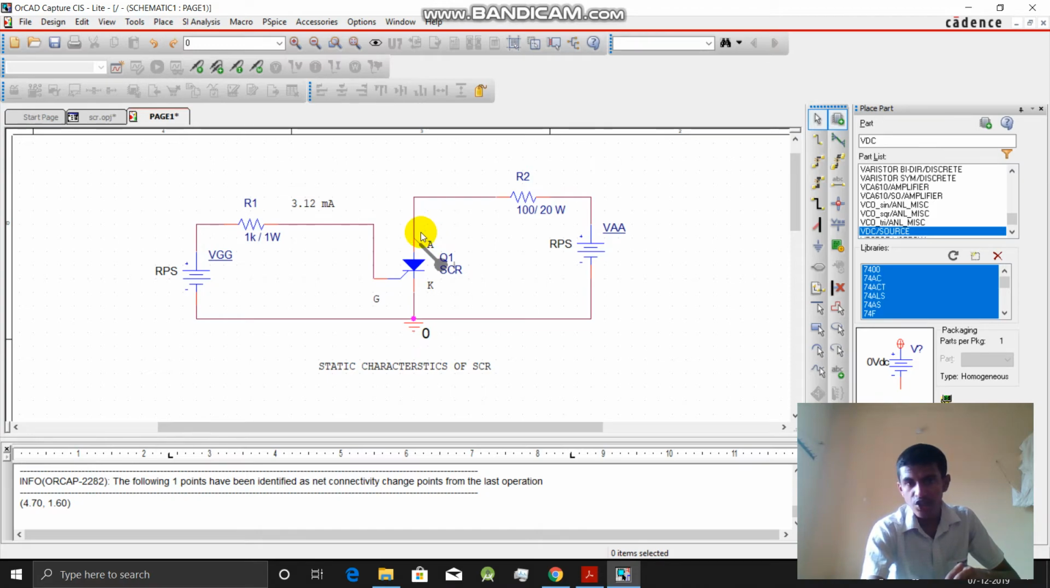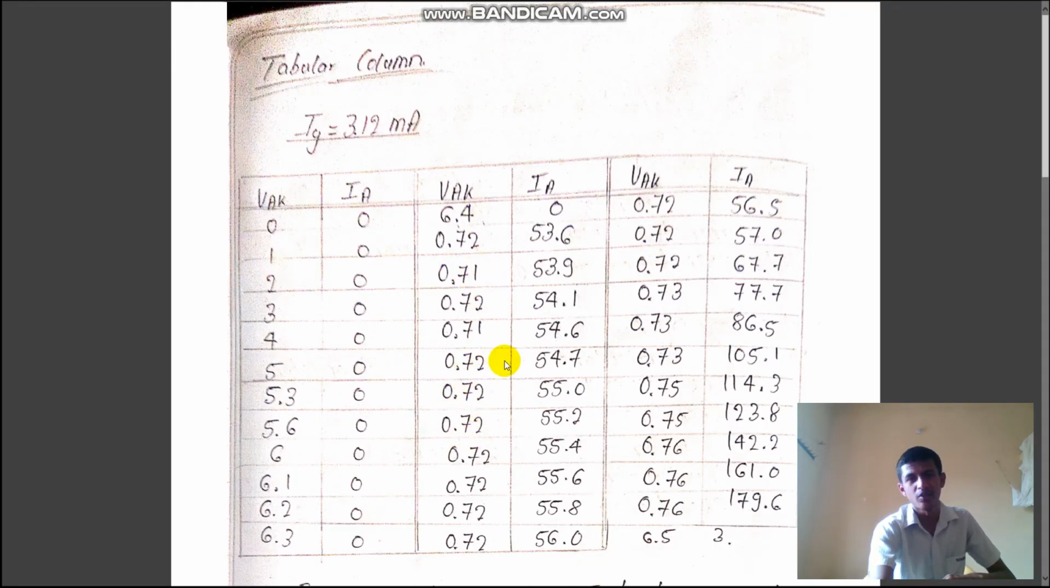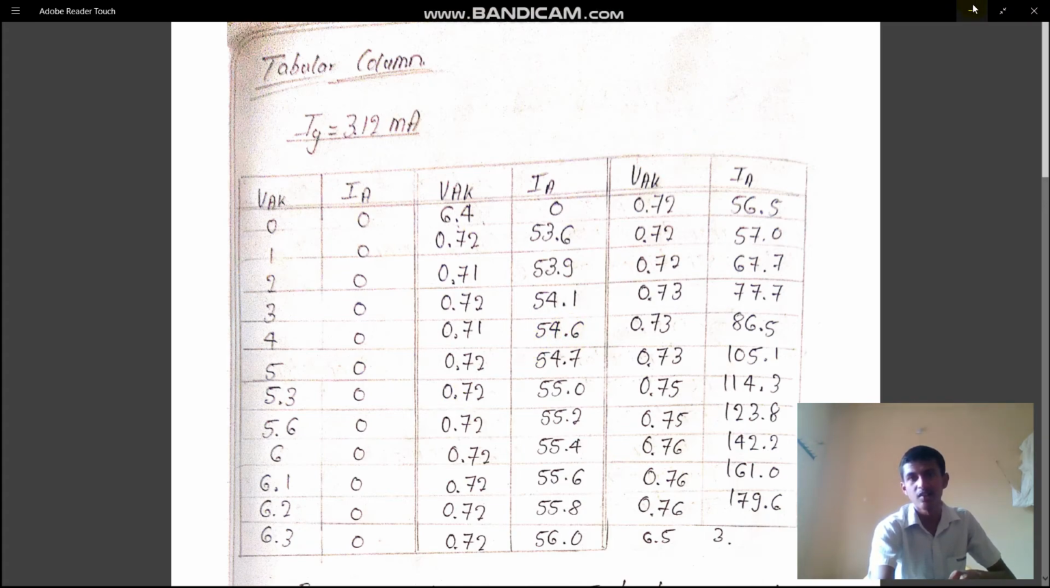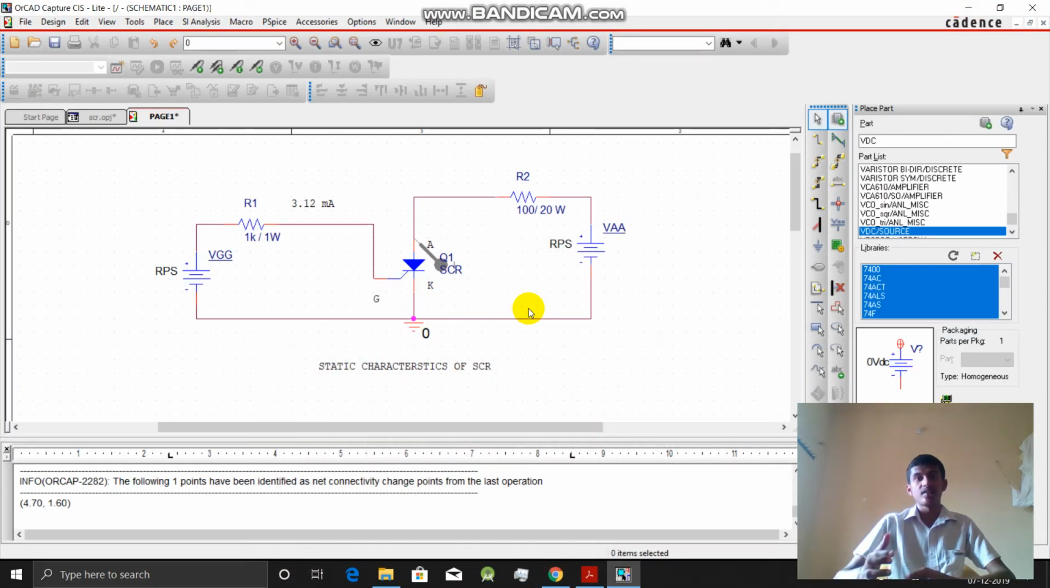On state means if you measure the voltage across this anode and the cathode, it's very less because the current is flowing. If you measure the voltage across a closed path, then it's almost 0. So that voltage is almost 0.6 to 0.7. We are getting like this, 0.7 to 0.72. This much less voltage we are getting across anode and the cathode. But the current through the SCR increases suddenly. That means it switches from its forward blocking state to the on state.